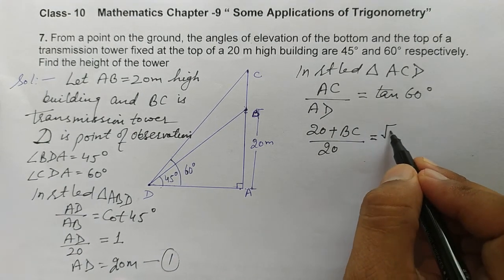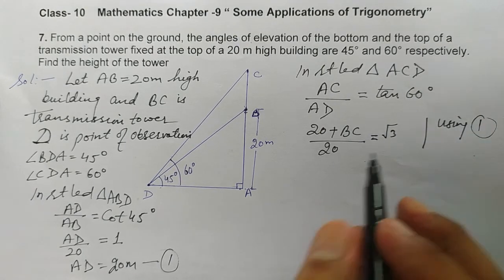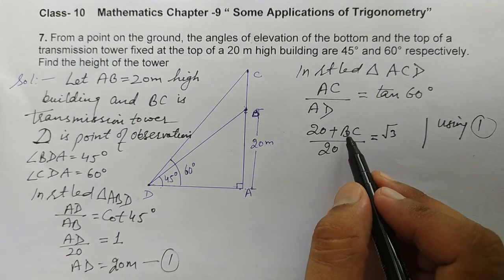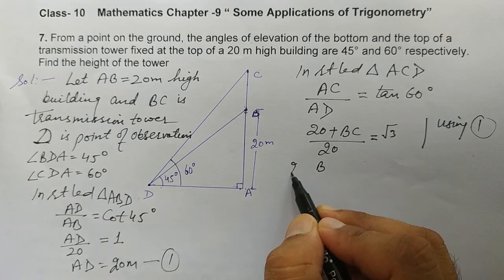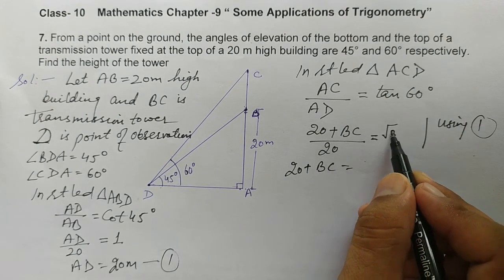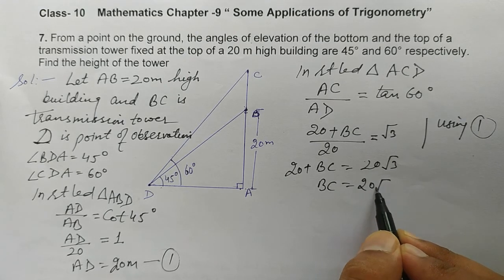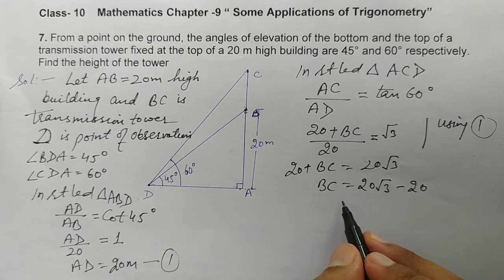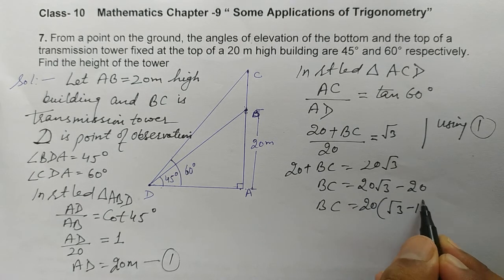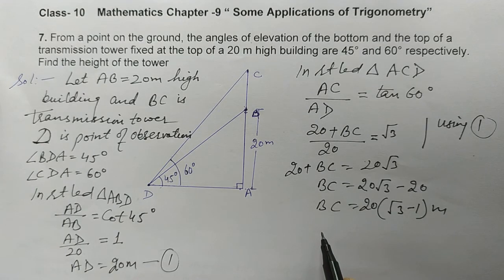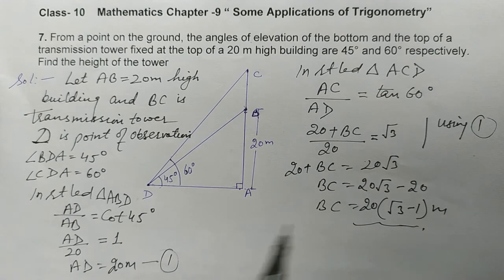So tan 60 is root 3, and here from equation number 1 we have used AD as 20. Now BC we have to find out. So this 20 will go here. It becomes 20 plus BC is equal to, cross multiply, 20 root 3. So BC is now 20 root 3 minus 20. If you take 20 common, it is root 3 minus 1 meters. So the height of this transmission tower is 20 into root 3 minus 1 meters.